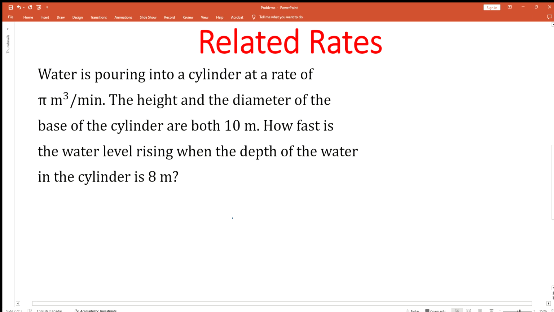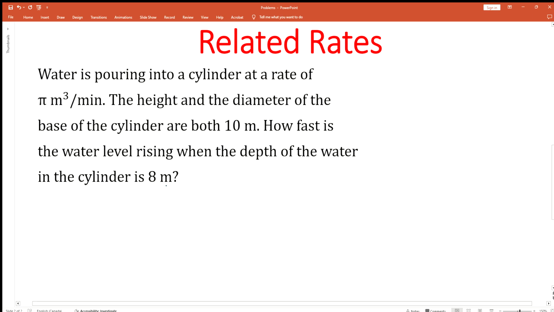In this video, we'll solve this related rates word problem. As per the problem, water is pouring into a cylinder at a rate of pi meter cube per minute. The height and the diameter of the base of the cylinder are both 10 meters. How fast is the water level rising when the depth of the water in the cylinder is 8 meters?